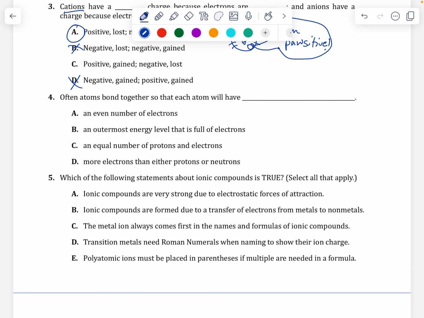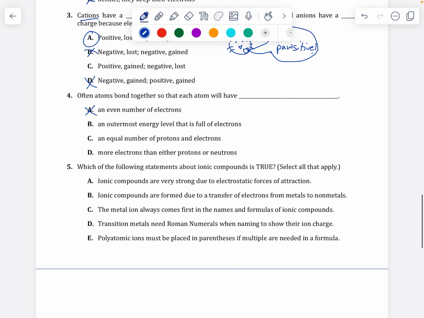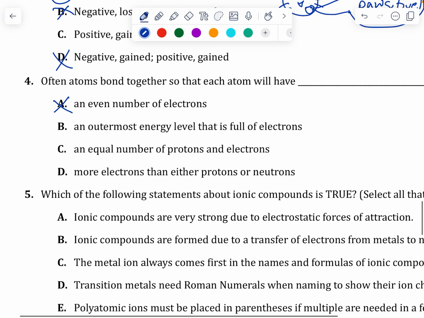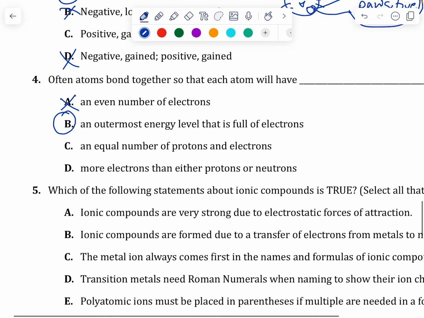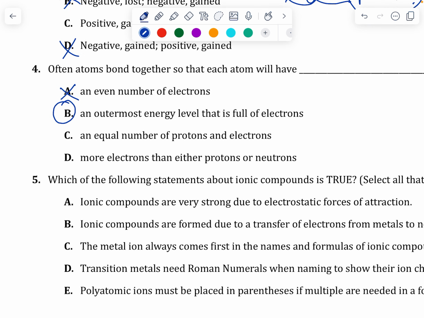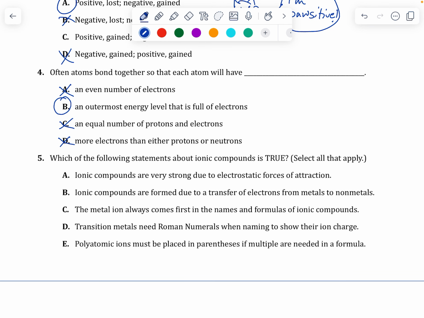Atoms bond, even number of electrons. Nope. Sometimes we don't need an even number of electrons. An outermost energy level that is full. Absolutely. That's why things bond. They want to work together to figure out how to fulfill their octets. An equal number of protons, no. And then, of course, more electrons than either protons or neutrons, no, not necessarily. So that one, again, making sure you note outermost energy level full of electrons.